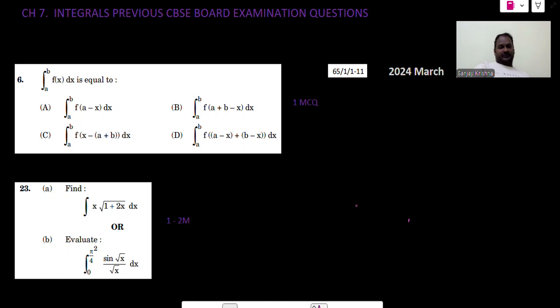Hi everyone, today we are going to discuss previous CBSE board examination questions given in the 2024 March stream from one of the most important chapters of calculus, that is Integrals, chapter 7. And we all know about integrals that it is one of the toughest topics of calculus, and it's a vast topic because it contains almost 11 to 12 exercises even in the revised CBSE syllabus also.